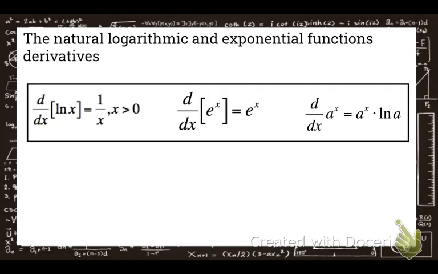And then we had the transcendental derivative rules, so the derivative of the natural log being 1 over x, the derivative of e to the x being e to the x, and then last but not least, the one that's not used very frequently but every once in a while comes up, the derivative of a to the x is a to the x times ln of a.